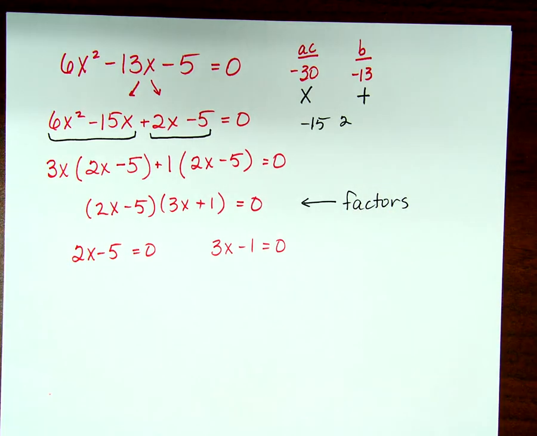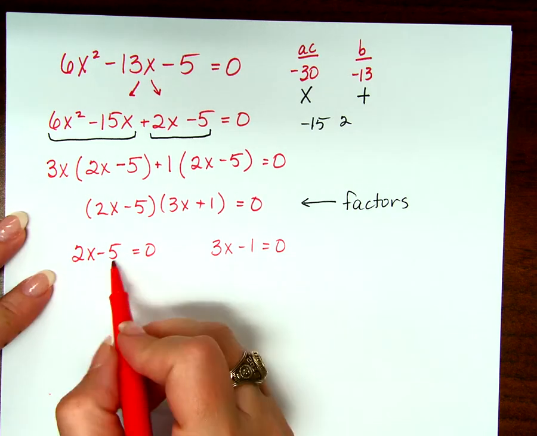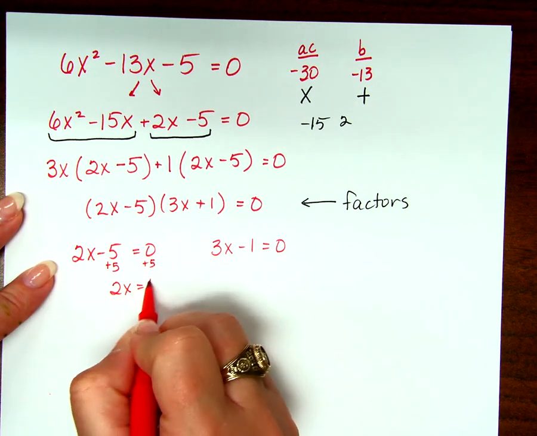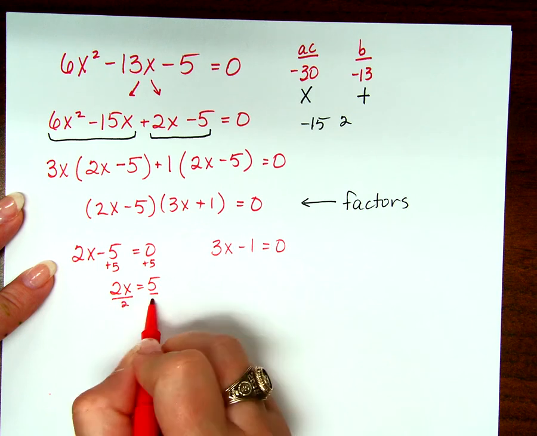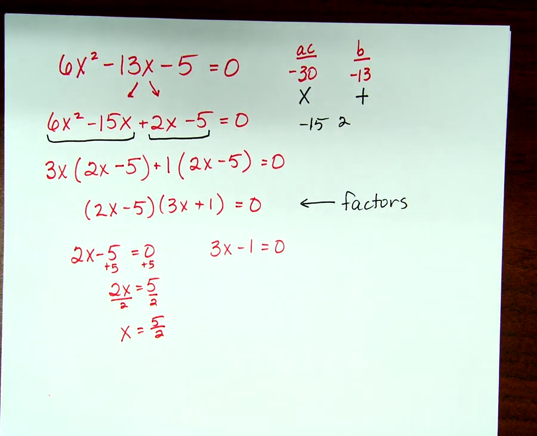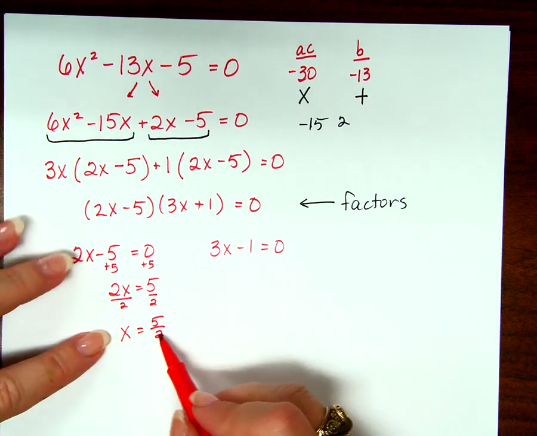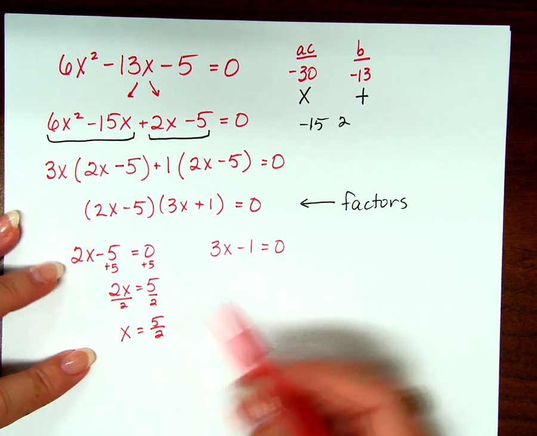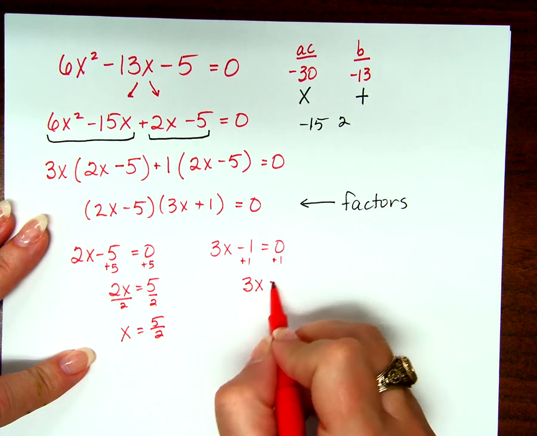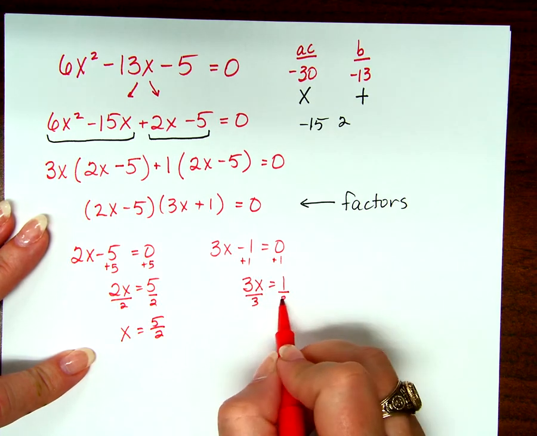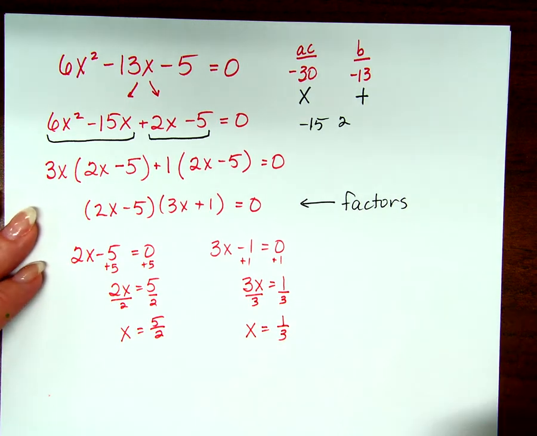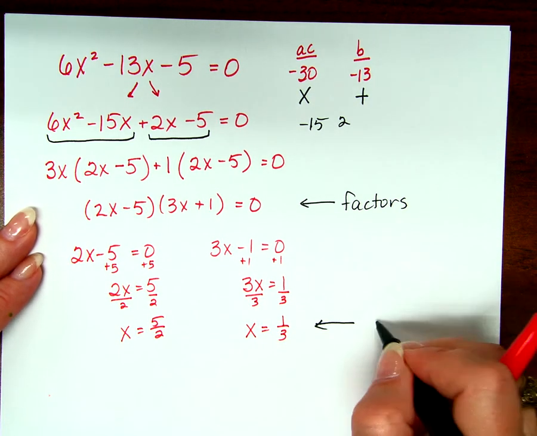So let's go find the zeros. Okay? I just want to add 5 to both sides here to get 2x equals 5. I want to divide both sides by 2 to get x equals 5 over 2. It's as far as I can go, right? So come over here to this side. Add 1, 3x equals 1. Dividing both sides by 3 gives me x equals 1/3. These right here are my zeros.